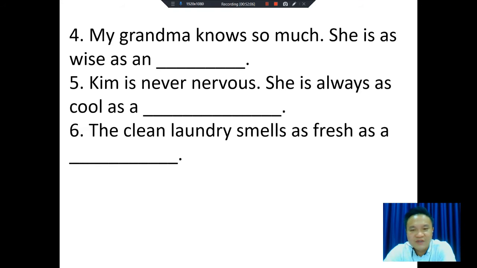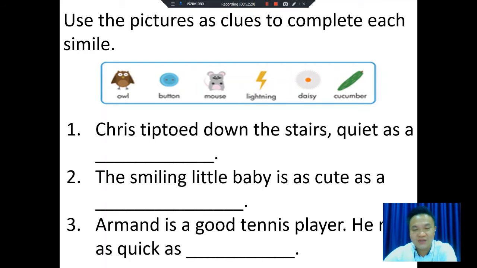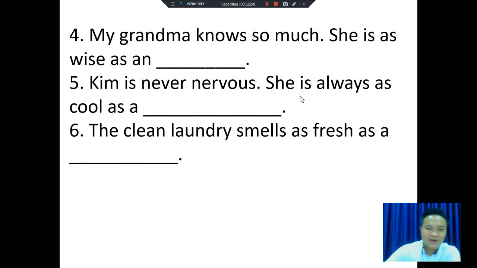Kim is never nervous. She is always as cool as a cucumber. And number six, the clean laundry smells as fresh as a daisy. Okay, flower, daisy. So you can see here, daisy. All right, so this is just some simple exercise for you, so that you will know how to include a simile in your narrative essay.